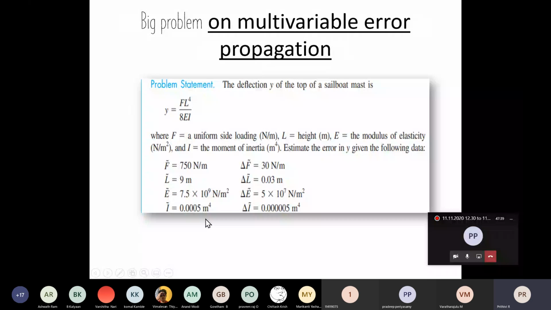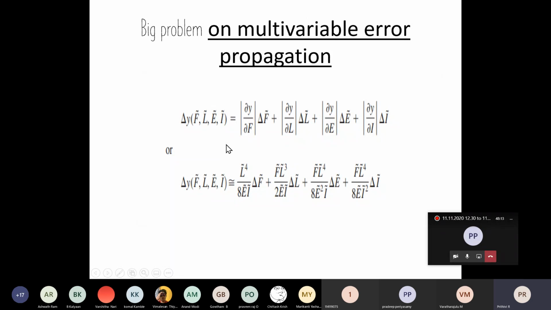And then this is another problem. The deflection y of the top of a sailboat mast is given as y is equal to F into L power 4 by 8 into EI, where F is the uniform side loading, that is kind of pressure here. L is the height of the mast, E is the modulus of elasticity, and I is the moment of inertia. They are given the values for the force, length, modulus of elasticity and the moment of inertia, and then the error values are given here.